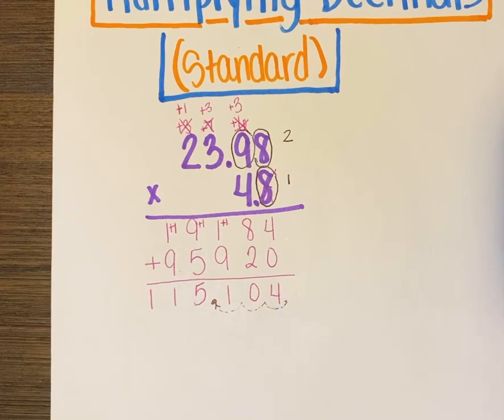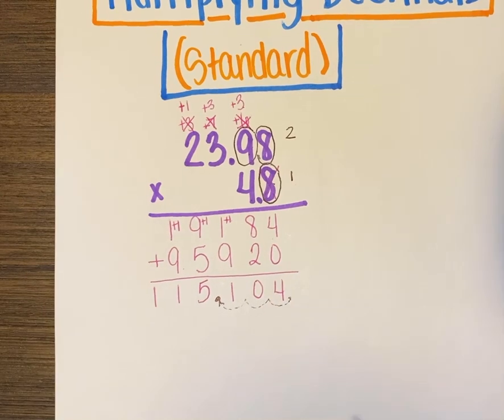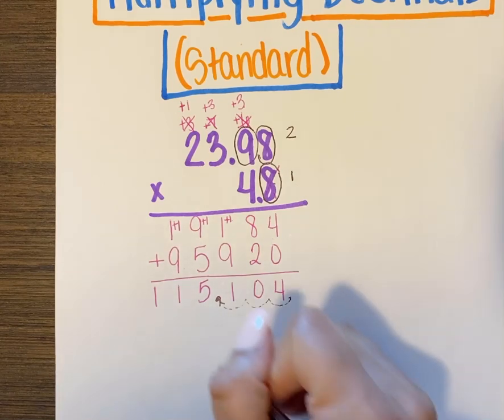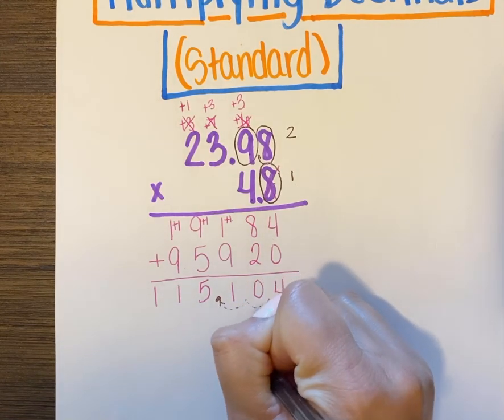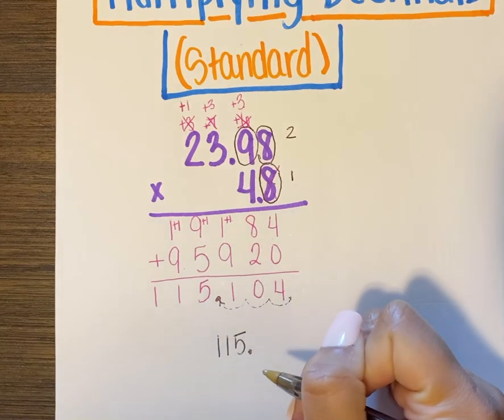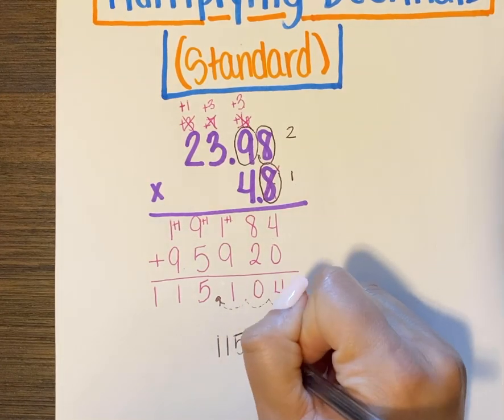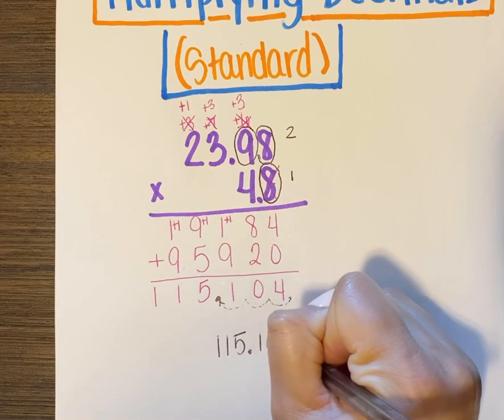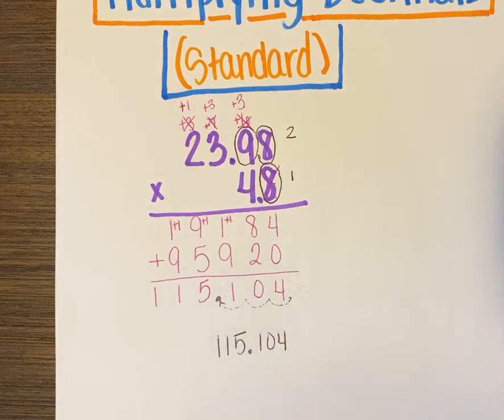So I'm going to rewrite it with the decimal correctly placed. Our answer is 115, and remember that decimal point is named "and." 115 and 104 thousandths, because it goes to the thousandths place.